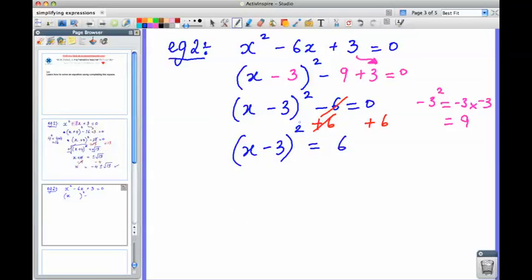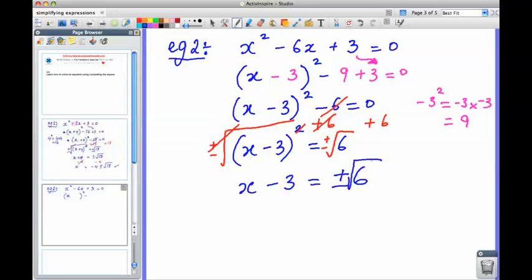The next thing I'm going to do is get rid of the square, and the opposite operation to squaring a number is taking the square root. So I'm going to take the square roots on both sides, without forgetting the plus and minus: plus and minus square root of 6. That cancels out the square and the square root, so I'm left with x minus 3 is equal to plus and minus square root of 6.